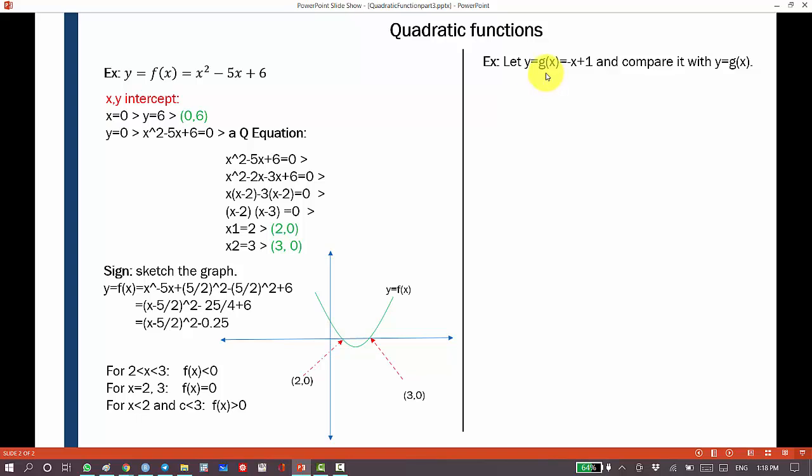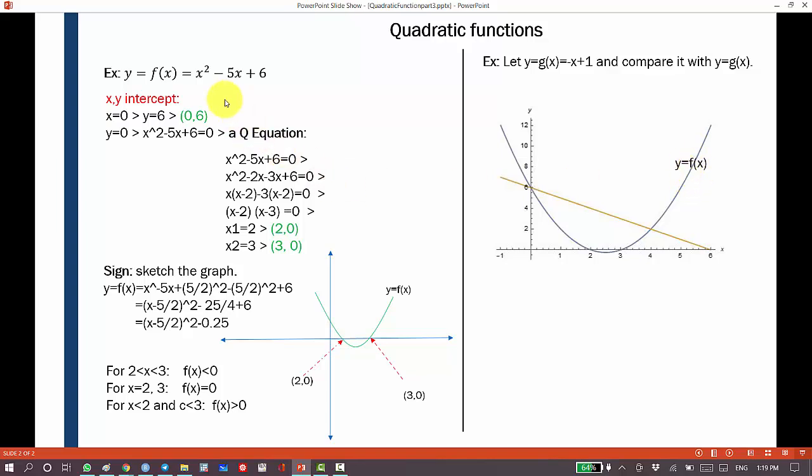Next, consider a linear function y equals g of x equals minus x plus 1, and consider this function against f of x, and try to compare them. Sketching the graph of both functions on the same xy coordinates, we get this blue graph, which is the graph of y equals f of x, and the orange graph, which is the graph of this linear function. For all those x's between 0 and 4, we see that the graph of f is below the graph of g, therefore f is smaller than g.